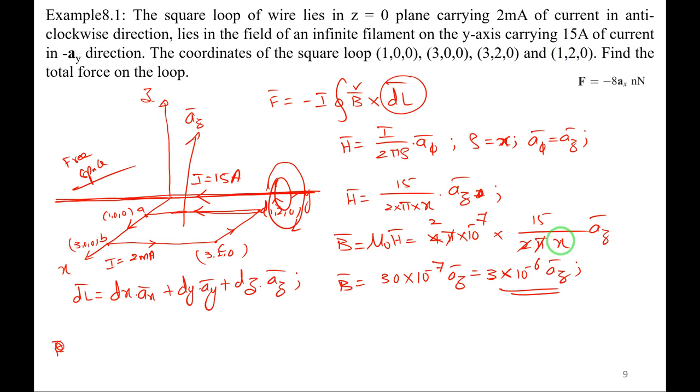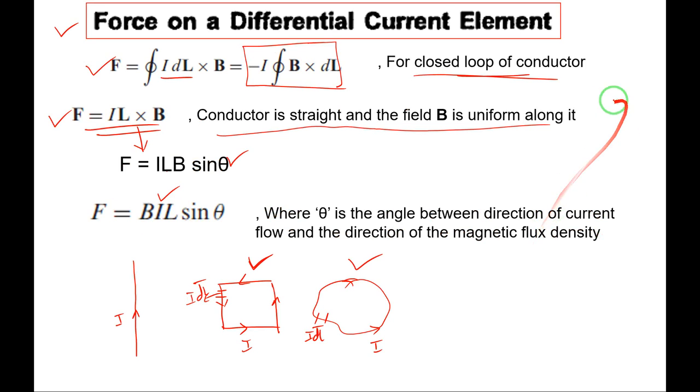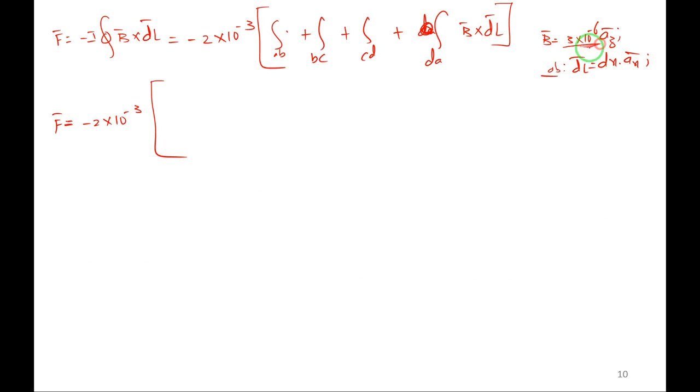Is it fine? Let me check it. Oh, one mistake I have made, nobody has told. Please see here, I have made a mistake, but you should be attentive. Divided by x should come here, right? Please be attentive, by x. B cross dl: integration of 3 into 10 power minus 6 by x. This x I had left out. So az cross dx into ax. This is along AB.